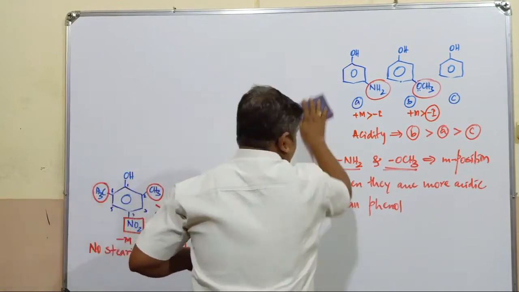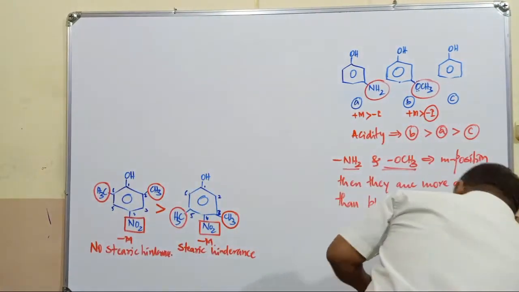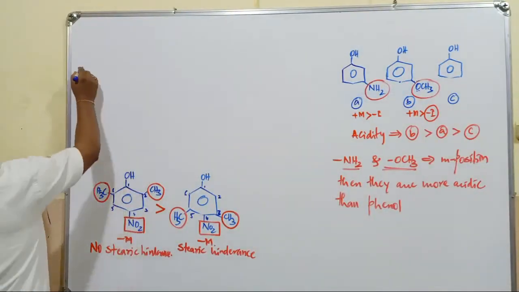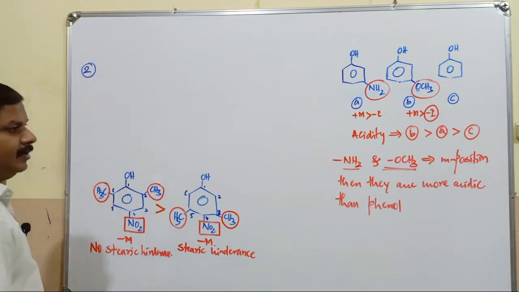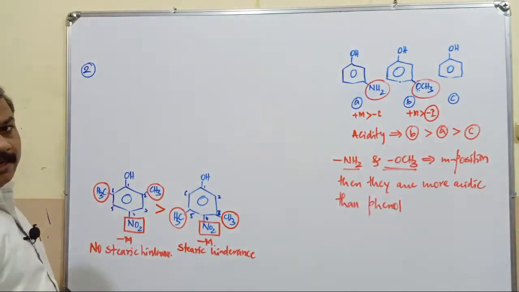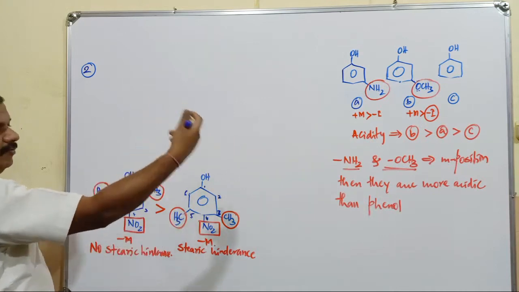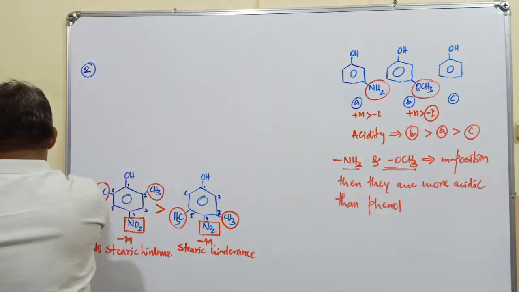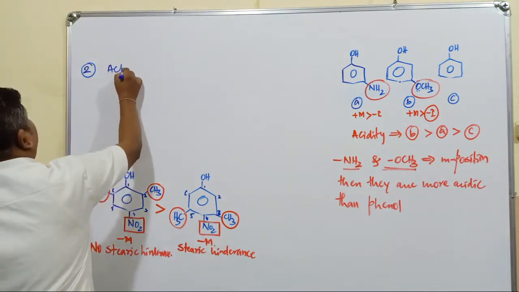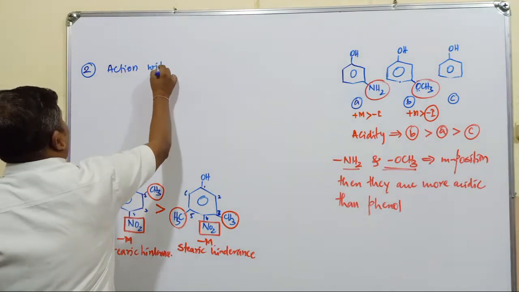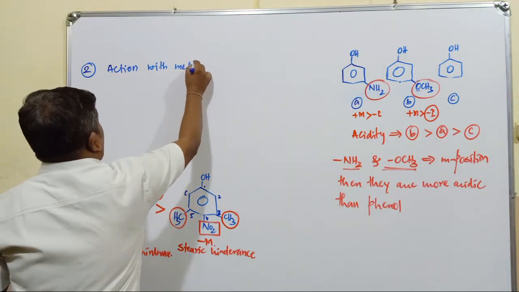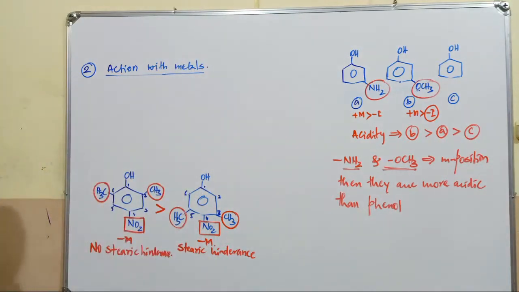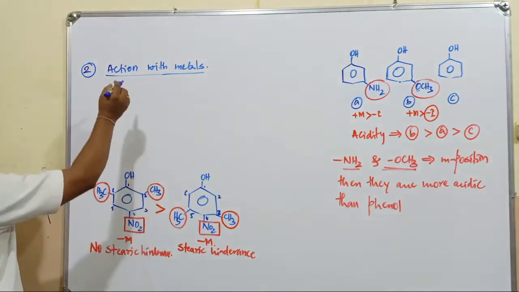So this is the first reaction in the properties of phenols, the acidic character. First we discussed the complete acidic property of phenol, which compound is more acidic and which compound is least acidic. The second property is the action with metals. How does phenol react with metals? As already discussed, phenol is acidic in nature.